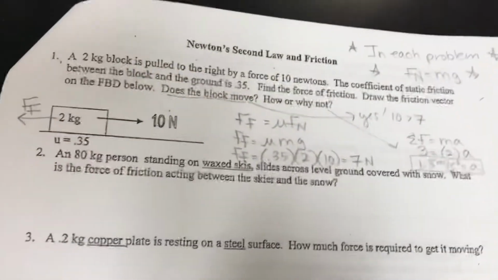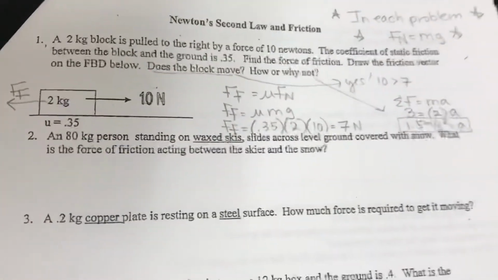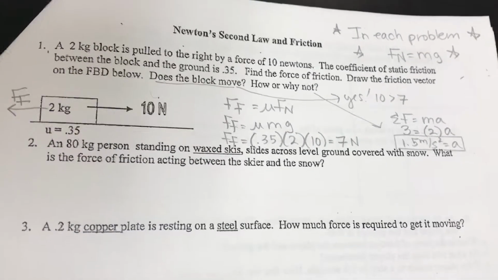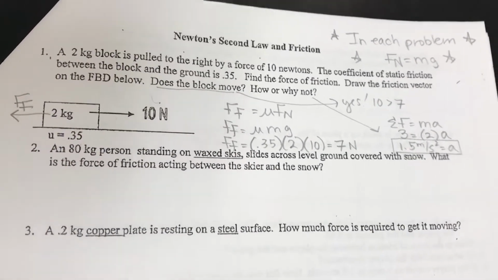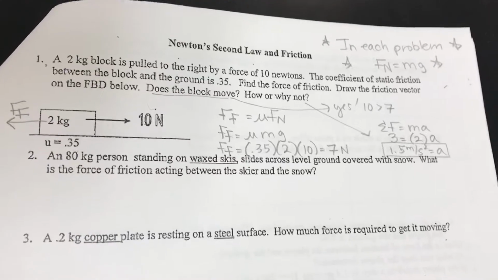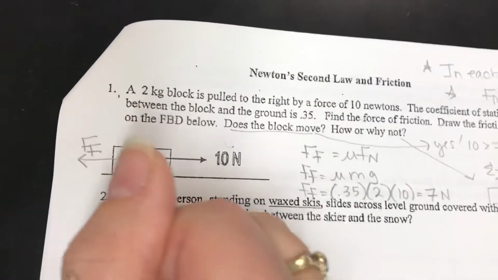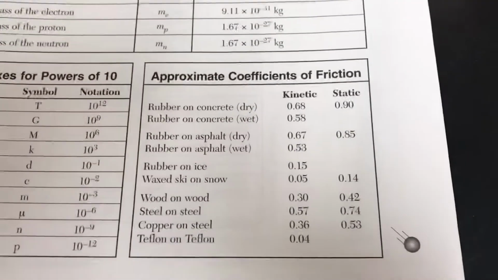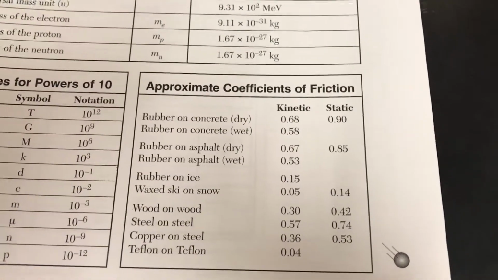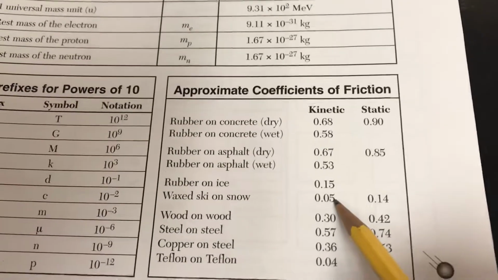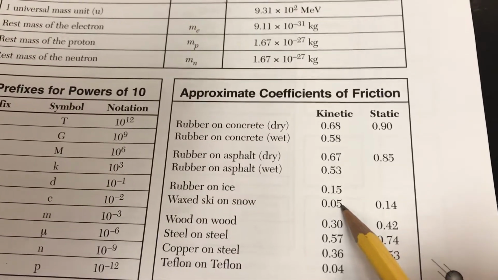Okay, let's do another one together. Let's take a look at number 2. This one says an 80-kilogram person standing on waxed skis slides across level ground covered with snow. What is the force of friction acting between the skier and the snow? Well, I will tell you that the coefficient of friction, because I'm looking it up on the Regents reference table, they give you a whole list of different coefficients of friction. Since we're moving, and we've got waxed skis on snow, I can see my coefficient of friction. I'll show this to you tomorrow.